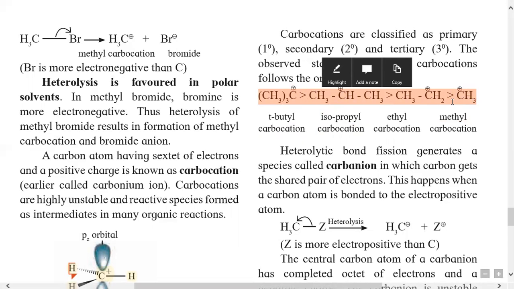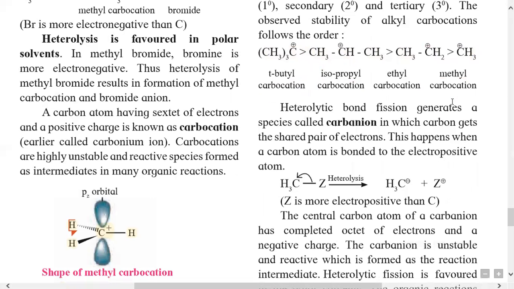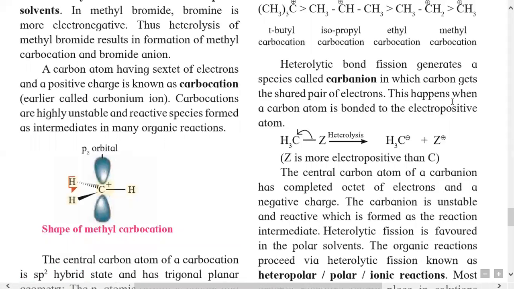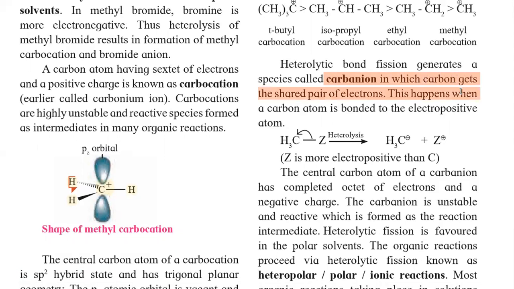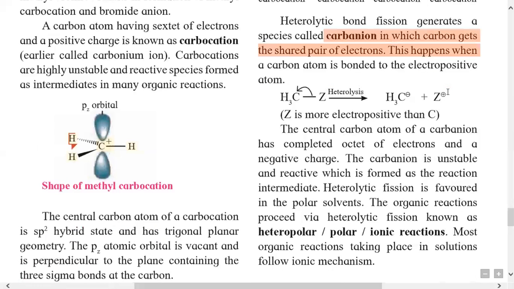Again, I will repeat, the order of stability of carbocation is tertiary greater than secondary greater than primary greater than methyl carbocation. Heterolytic bond fission also generates a carbanion. The other species is called a carbanion, which gets the shared electron pair, exactly opposite to carbocation. The other negatively charged carbon is called a carbanion. Here is one example.